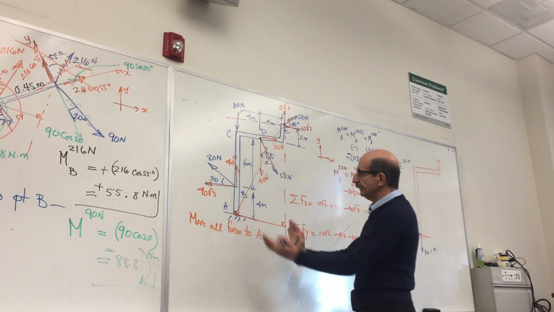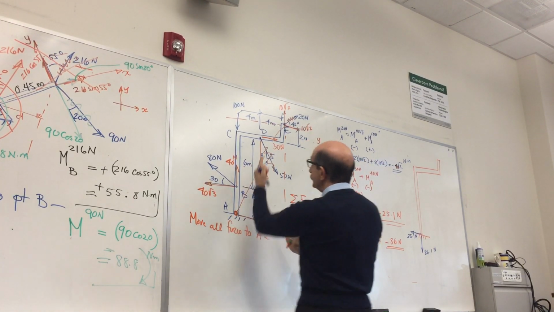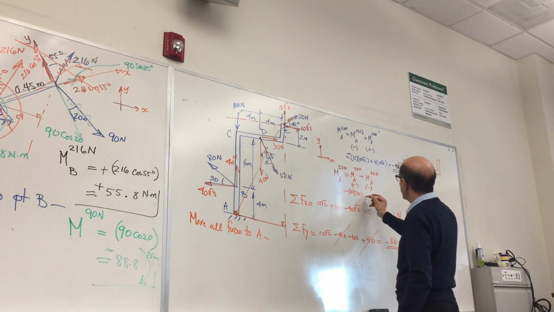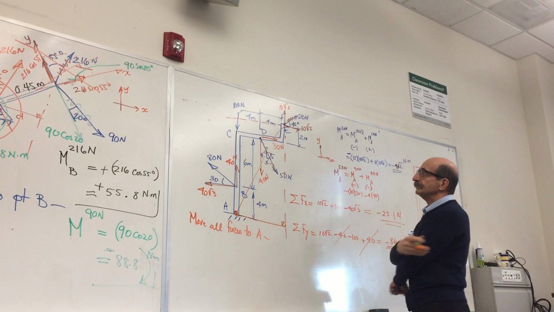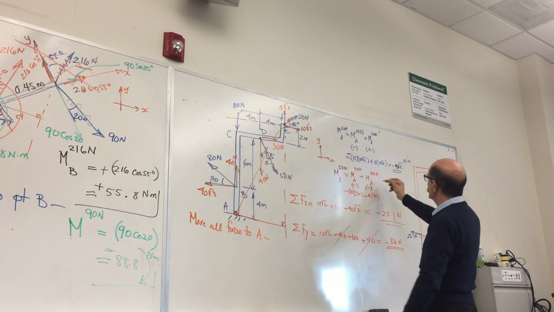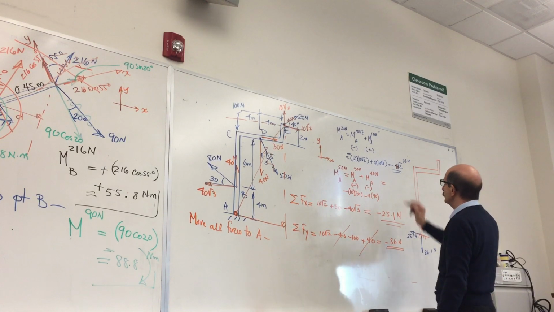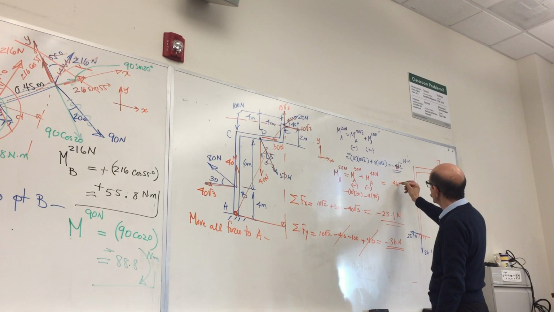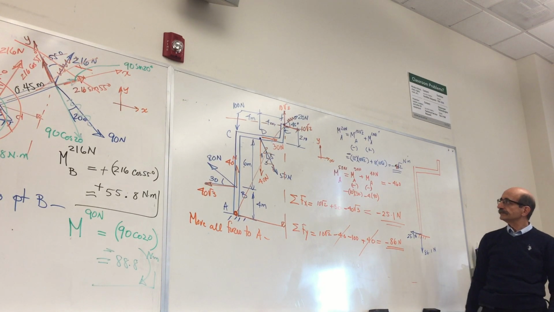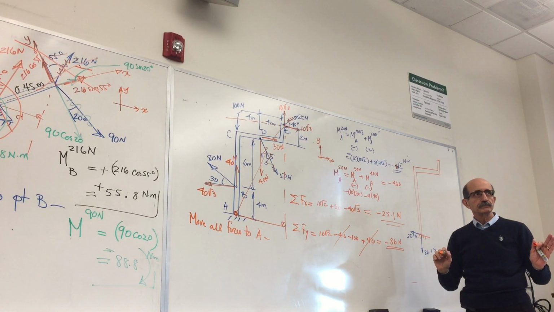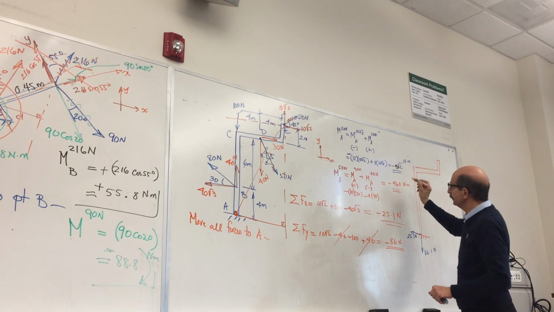How about this one? This is the moment arm from here to this line, so that is 4. So it would be negative 4 times 40. Okay? So this would be 160 and 300, so 460 negative. Any questions? Okay, Newton meter.